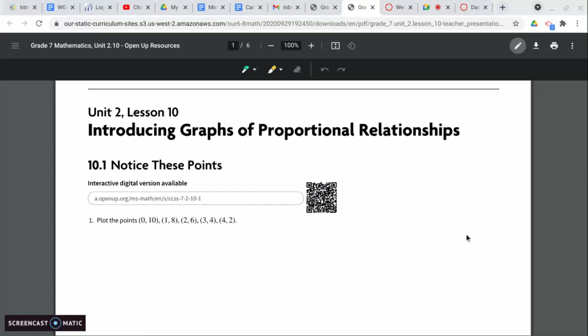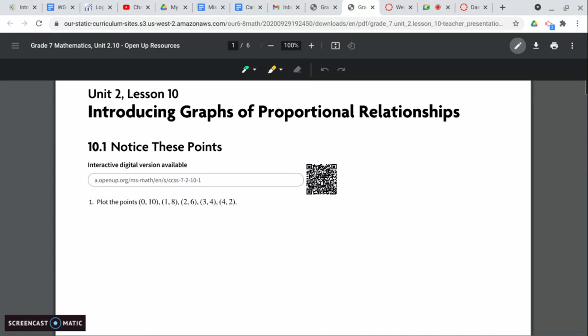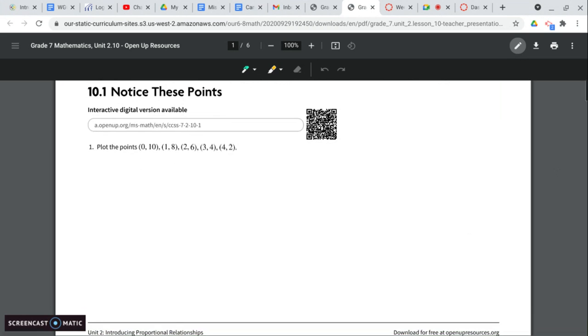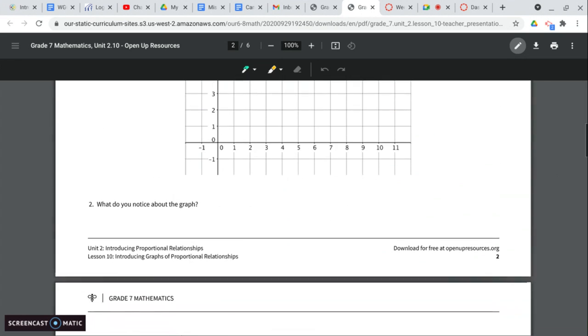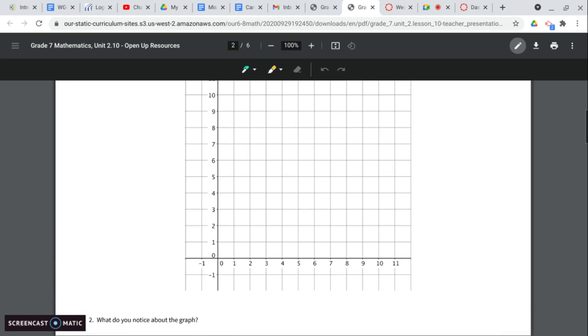So we have these points given to us here. We have 0, 10, 1, 8, 2, 6, 3, 4, and 4, 2. And what we want to do is plot those points.